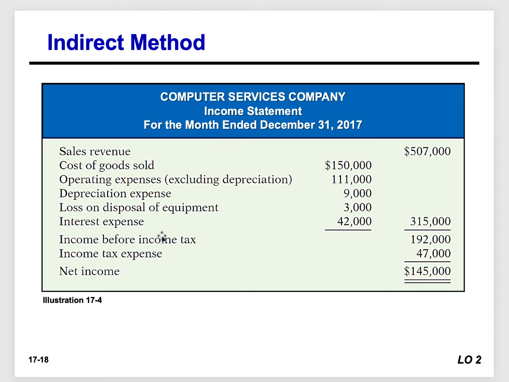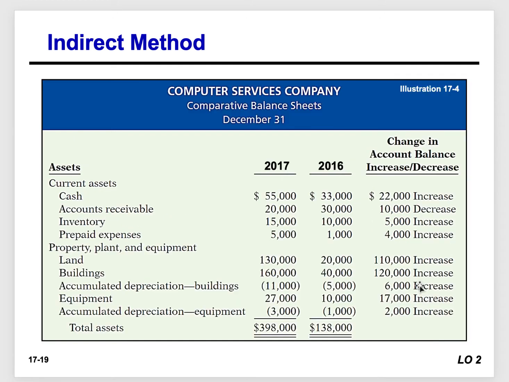We want to know how cash changes, right? So notice we have our net income. And incidentally, that's the first place we start. Then they give us an example of the current or the comparative balance sheet. So notice they show cash. Cash changed from 2016 to 2017. Cash increased by $22,000. Look at accounts receivable. Accounts receivable decreased from the beginning of the year to the end of the year, decreased by $10,000. So we go through that through all our accounts.